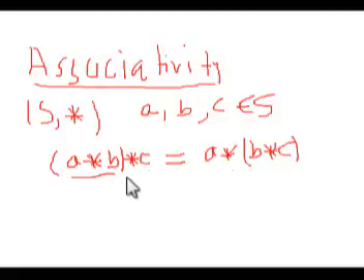Here, A, B, C: the order, A in the first element, B the second element, must not be changed. You cannot put A at the last. Here, A must be the first element, B must be the second element, and C must be the third element. So, what if you do not change it? If this happens, then we say that S is associative with respect to this binary operation.